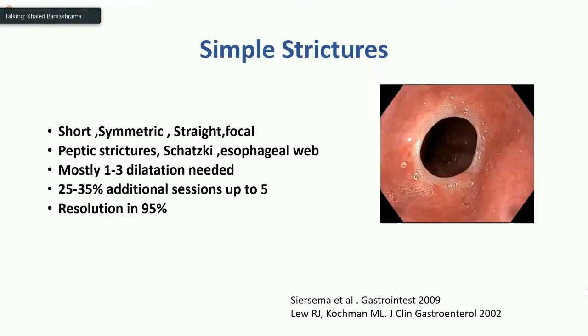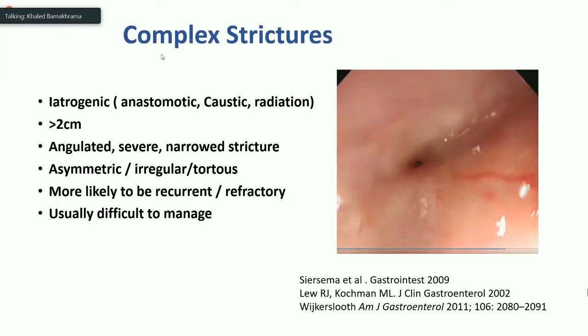Thank you. So simple stricture, as we said, most of the time, 1 to 3 dilatations, those cases, they will be done. But sometimes, in 25%, you need to go up to 5 sessions, and resolution of those simple strictures is usually 95%. Now, complex stricture is usually iatrogenic, anastomotic, caustic, like our patient, radiations, usually more than 2 centimeter, angulated, severe, narrowed strictures, asymmetrical, irregular, tortuous, more likely to be recurrent and refractory, and usually difficult to manage.